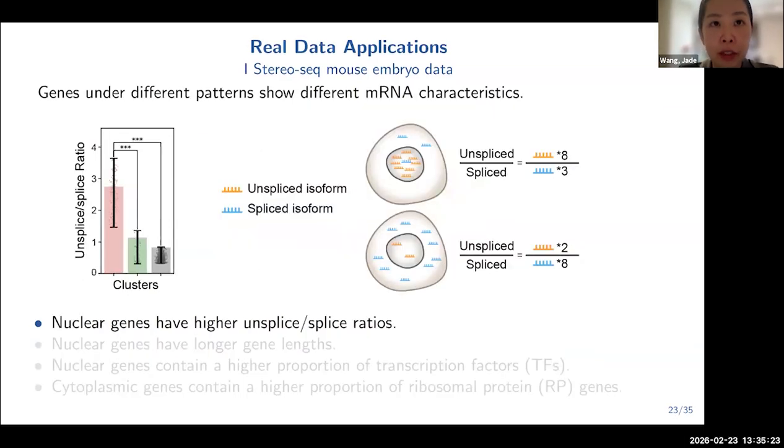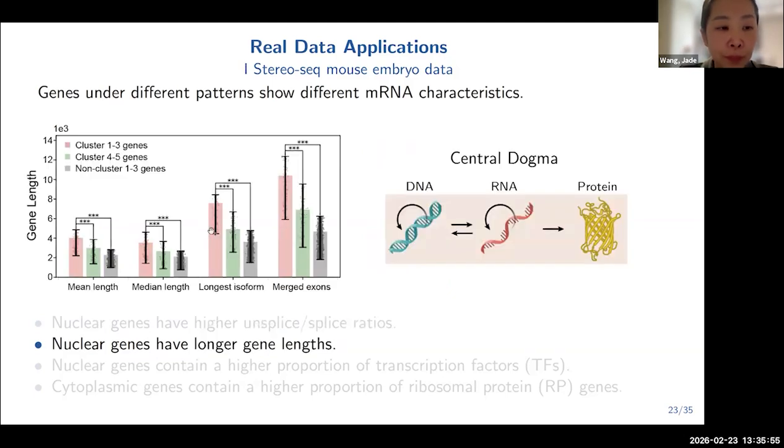And we try to do some validation to check if the subcellular patterns detected by ELLA make sense or not. So we check the unspliced and spliced ratio. For the nucleus-enriched genes, we expect the unspliced and spliced ratio to be high, because in the nucleus the mRNA is more likely to be the unspliced isoform. So it makes sense for the unspliced and spliced ratio to be significantly higher for the nucleus genes, this red subgroup. We also checked the gene length, and we found the nucleus genes have longer gene length.